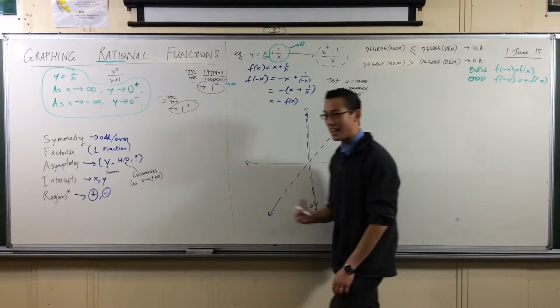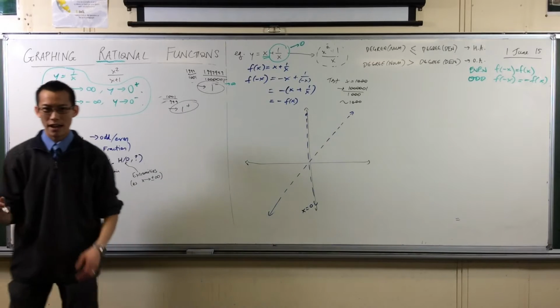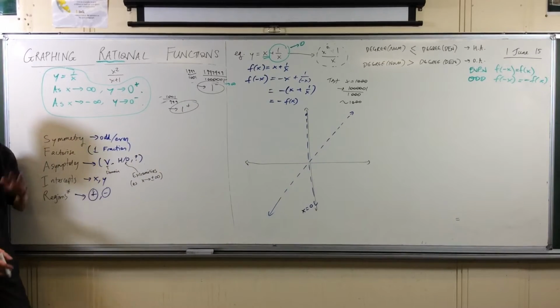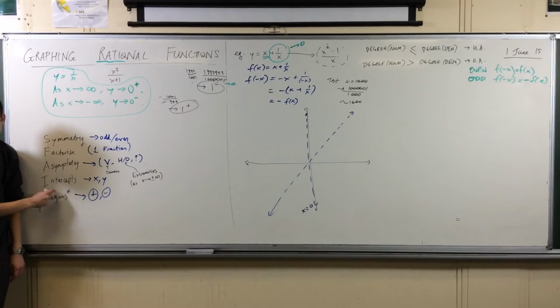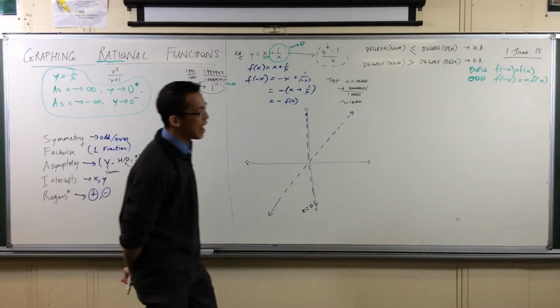Okay, now, I labored that point because asymptotes are tricky, right? And there's more to asymptotes that we still haven't learned yet, but this is enough for now. Okay, we'll get some more interesting ones later. Intercepts. How do I find intercepts?